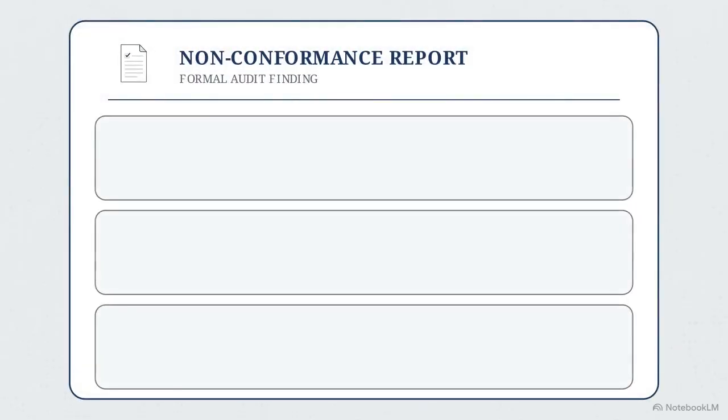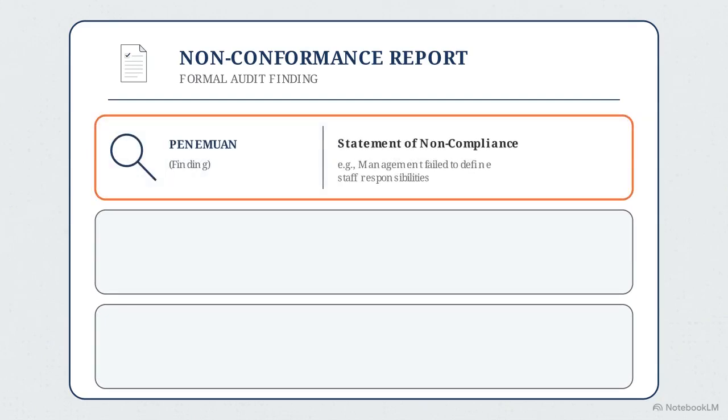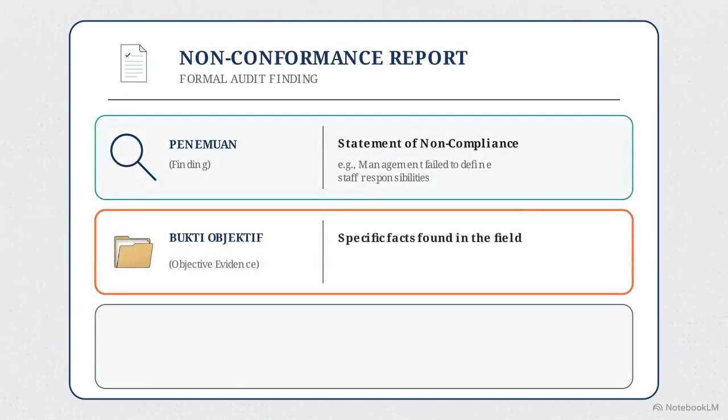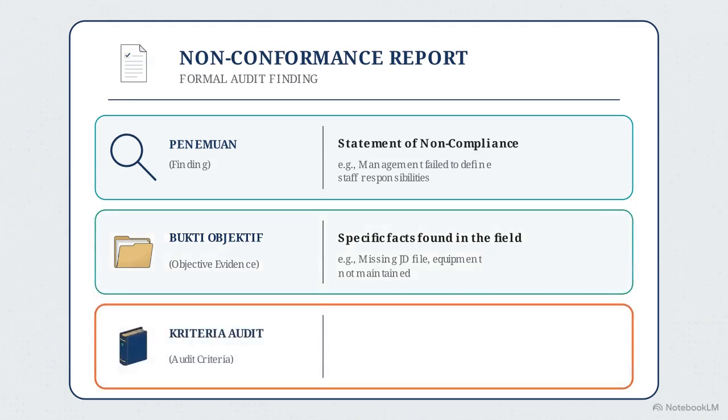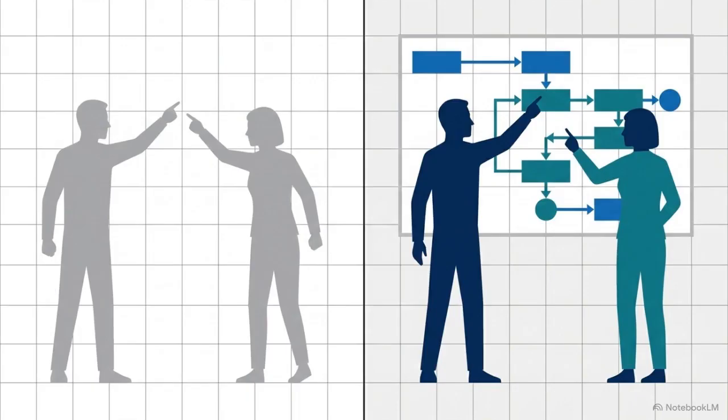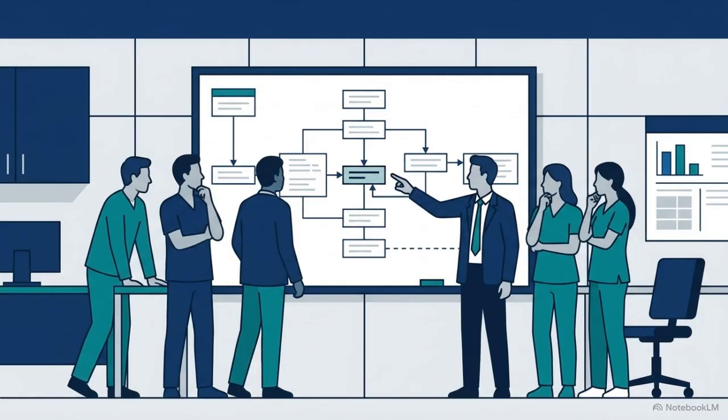Every written report requires three mandatory elements. First, the auditor must state the exact non-compliance, or penemuan. Second, they must provide the specific objective evidence found in the field, like a missing job description file or a piece of equipment that hasn't been maintained. Third, the report must cite the exact audit criteria, or the specific ISO clause that is being violated by that evidence. By structuring reports entirely around objective facts and specific standards, the audit process depersonalizes errors. It forces management to focus on systemic solutions rather than individual blame.